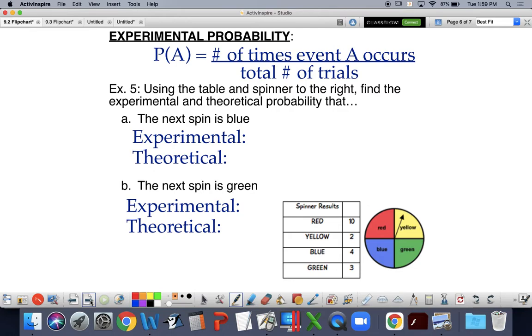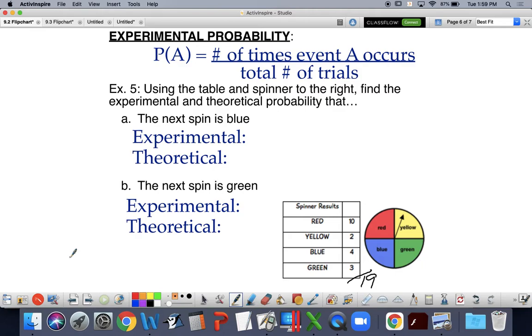Okay, so I know that you guys don't have colored notes, sorry about that. So we've got the spinner down here, it's got red, yellow, blue, and green, and let's just assume that every single quadrant is the same. So those are 4 even slices of the spinner. I have spun the spinner how many times? 19 times, and these are the results that I've been able to get out of it.